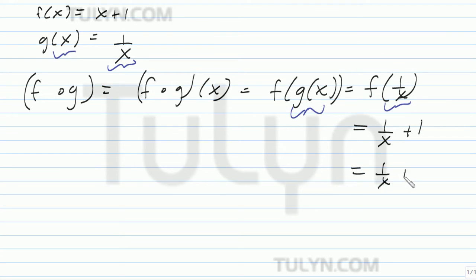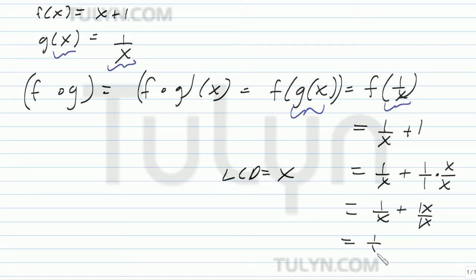So 1 over x plus 1, where 1 is a whole number over 1. So you want to get it to equal your least common denominator. Least common denominator of 1 and x is going to be x. So multiply both the top and the bottom by x. So you get 1 over x plus numerator times numerator, 1 times x is 1x. Denominator times denominator, 1 times x is 1x.